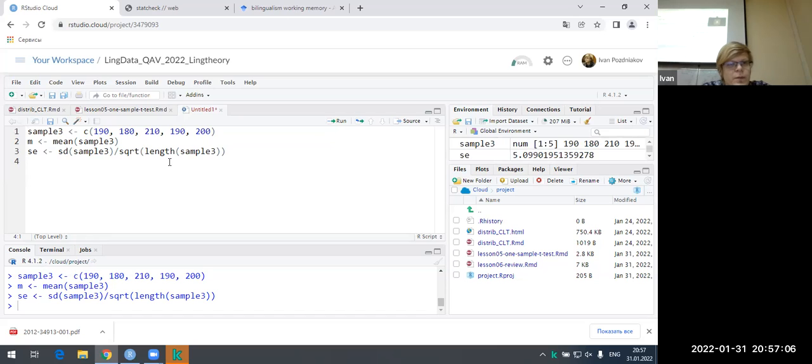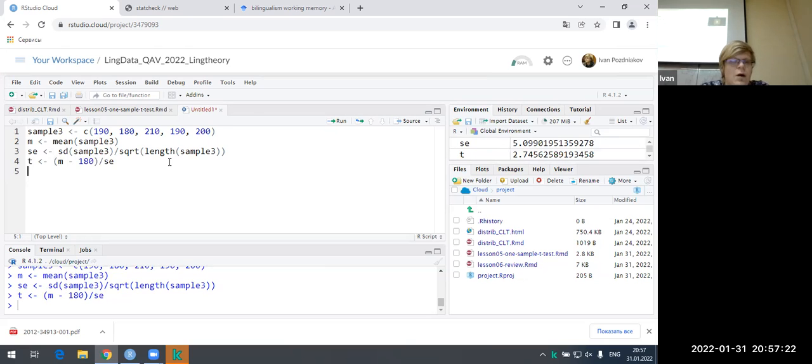So our test statistic will be m minus 180 divided by SEM. Okay, so that's what we know. That's our empirical test statistic that we received. Now we can model our distribution.